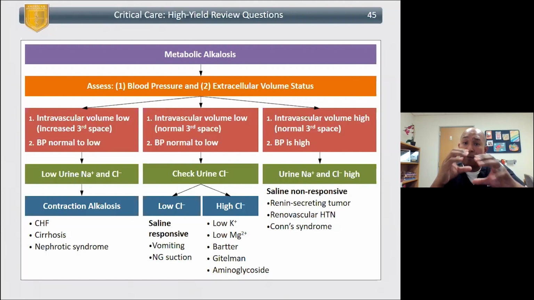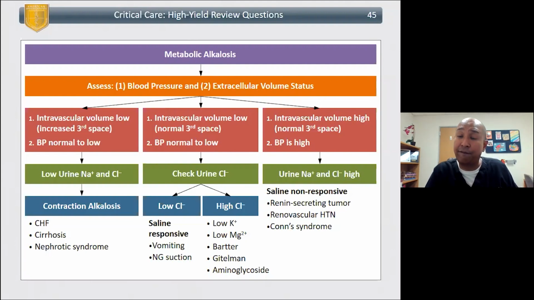And remember, all their volumes were to begin with, third space. So now when you give loop diuretic, as you should, you're really contracting the vessel. You're really revving up that renin angiotensin system. And really the next day when you check the serum bicarb, it may go from a bicarb of 24 up to 31 because you develop that contraction alkalosis.